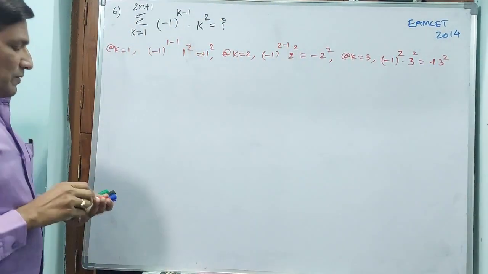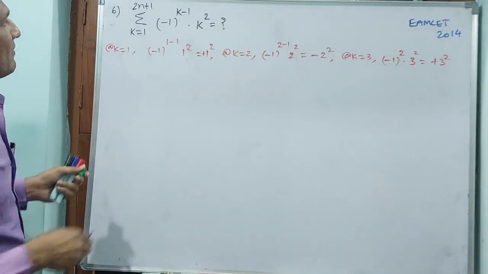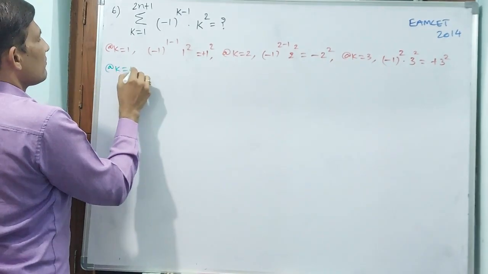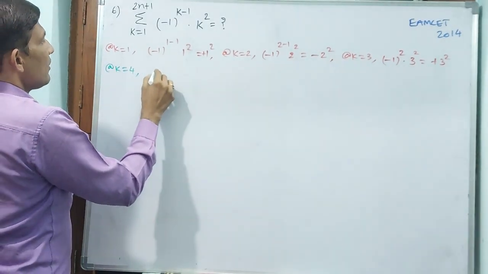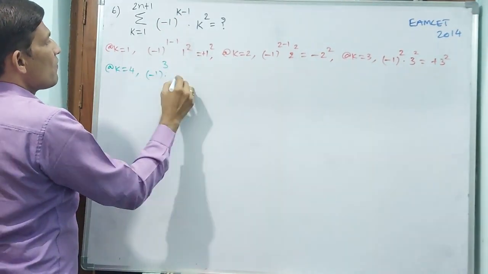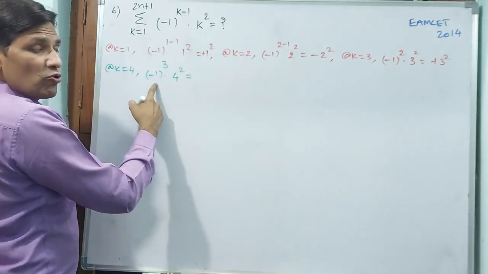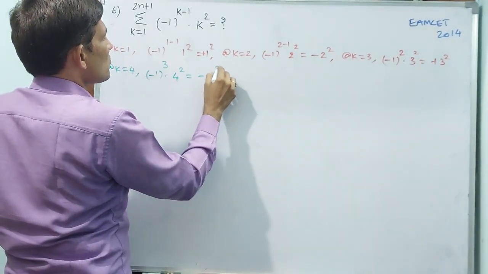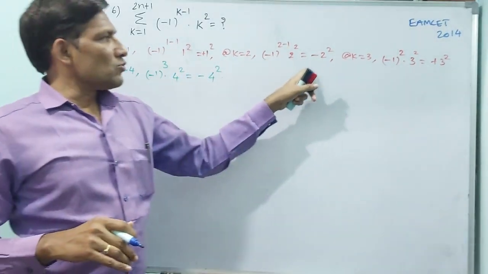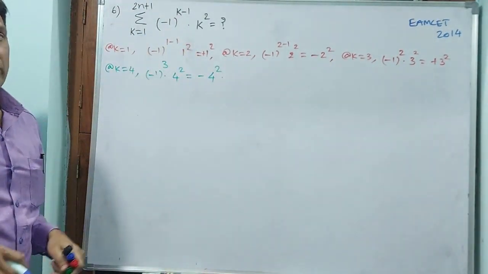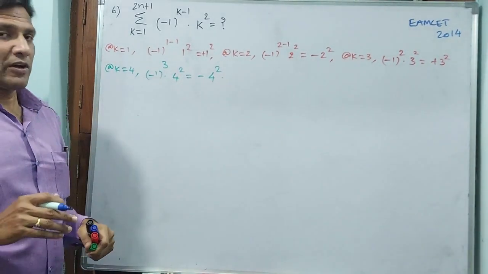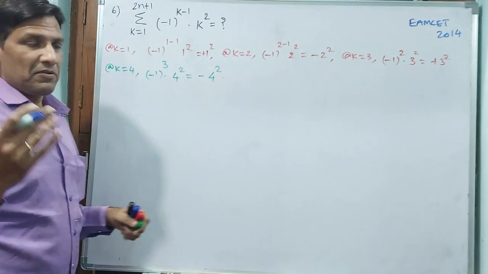One more value we will take, and afterwards we will take the last 2 values. At k is equal to 4, minus 1 whole power cube. Why? Because 4 minus 1 is 3, and 4 square. Minus 1 cube means minus of 4 square. Now observe logically: plus 1 square minus 2 square plus 3 square minus 4 square. Like that it is coming. We know the formula for all plus squares, but how to do it we will analyze afterwards.